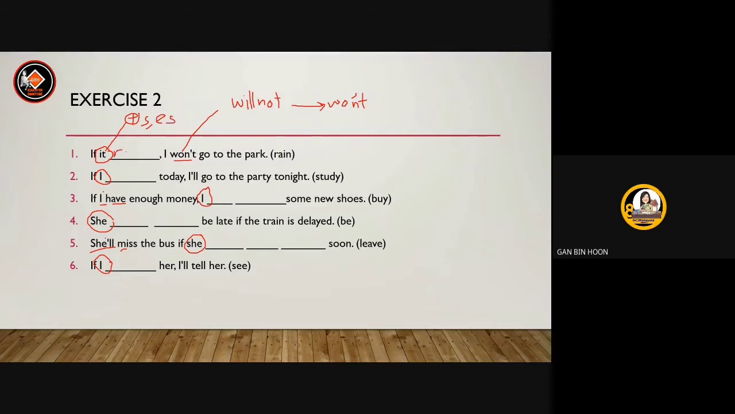So answer, class? What's the answer? If it rain or rains? Rains. Yeah. Rains. If it rains, I will not go to the park. Okay, I will not. Okay, let's do number 2, 3, 4, 5, 6. Okay. Try to answer now.